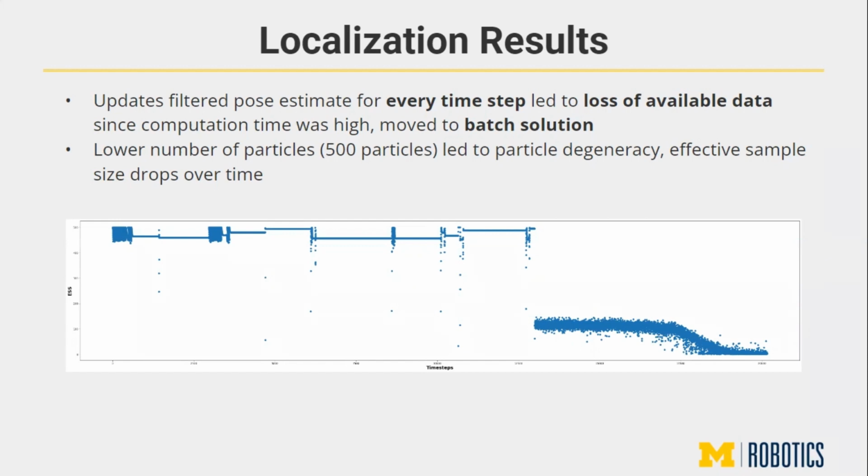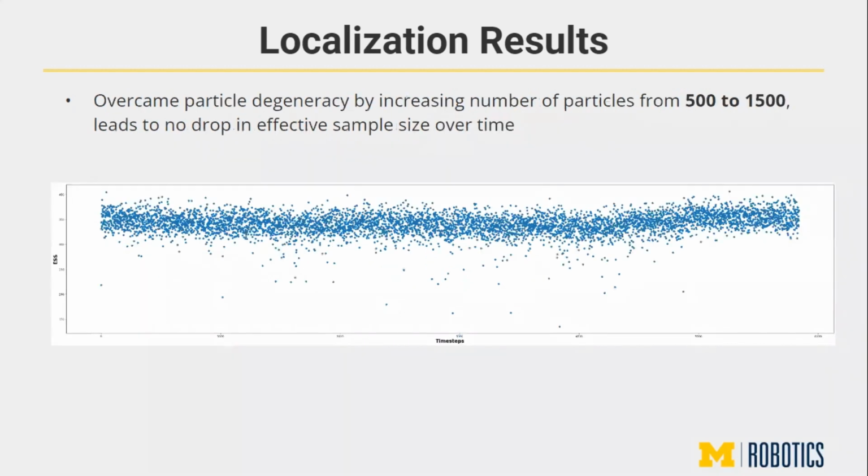So we pushed the number of particles up to 1,500, where we got better results. The ESS didn't drop as much, but this also required perturbing the outputs of the prediction step because it was getting stuck in local minima. And so this is not an ideal solution for a particle filter.